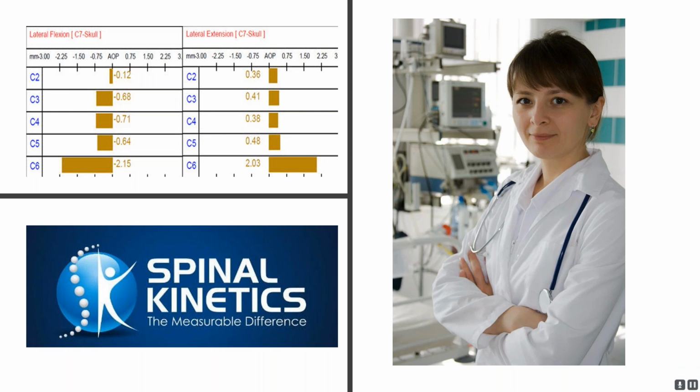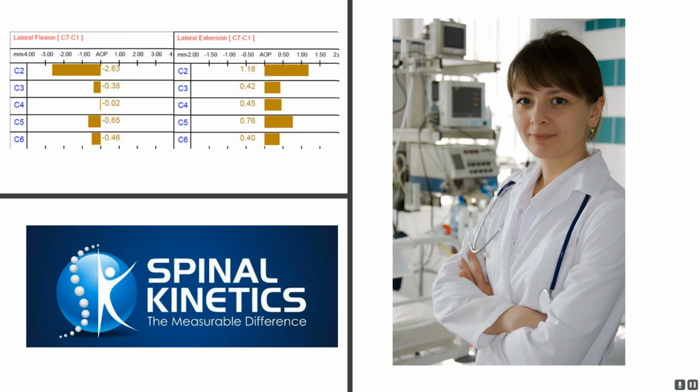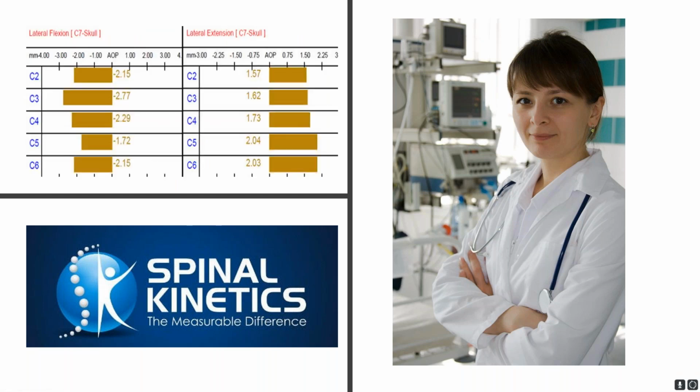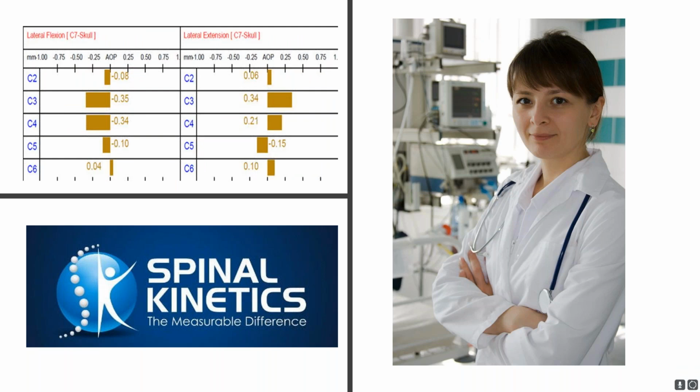Now, can you tell from that chart where is the problem? The problem is quite simple. It's at C6. Where is it here? Well, it's quite simple. It's at C2. Where is it here? Well, there's a number of areas in the spine, but the most excessive motion is found at C4 and C5. Right? So this is very, very easy to look at. And anybody can interpret this. This is a normal study.